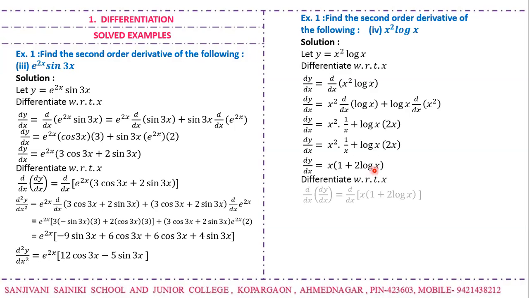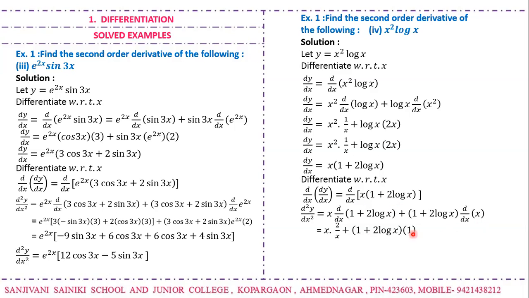Now again differentiating with respect to x, so that we get the second order derivative, using the product rule. First function as it is into derivative of the second plus second function as it is into derivative of the first one. So derivative of 1 is 0 and derivative of 2 log x is 2 upon x. Same, the derivative of x is 1. So here x will cancel. We get 2 plus 1 plus 2 log x. That means 2 plus 1 is 3, 3 plus 2 log x is the second order derivative of the function x square log x.